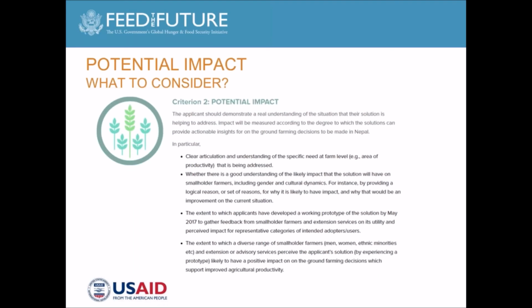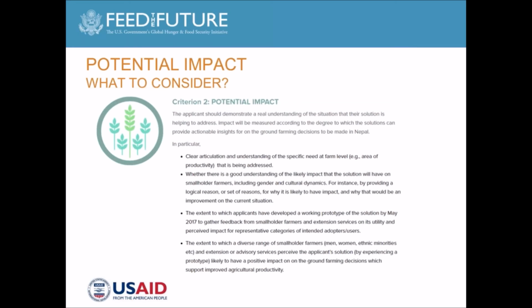The second criterion is the potential impact. For that one, we're asking you to articulate a clear understanding of the specific needs at farm level and how these are being addressed. That's why we call it potential impact: we are asking you to come up with a solution that is a prototype. So you will have to demonstrate that you understand the potential impact that this solution can create once it's on the market.